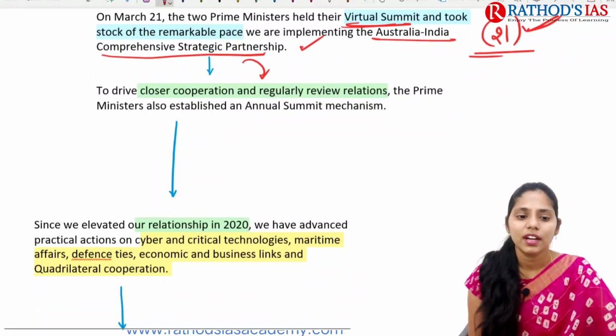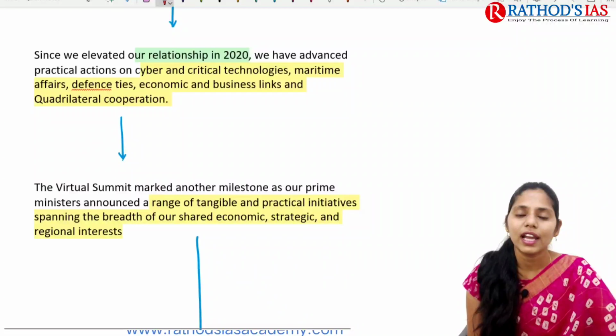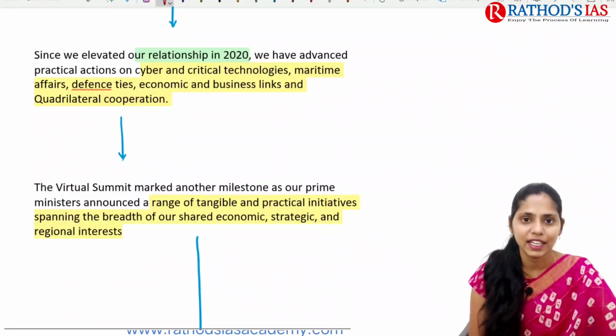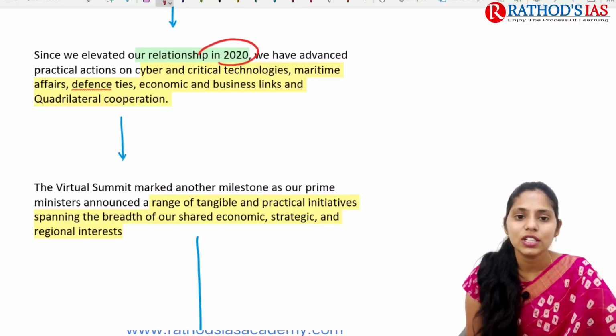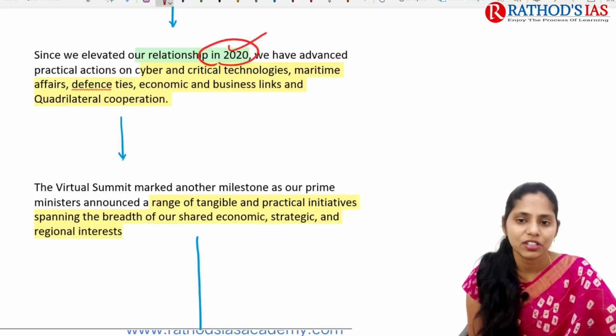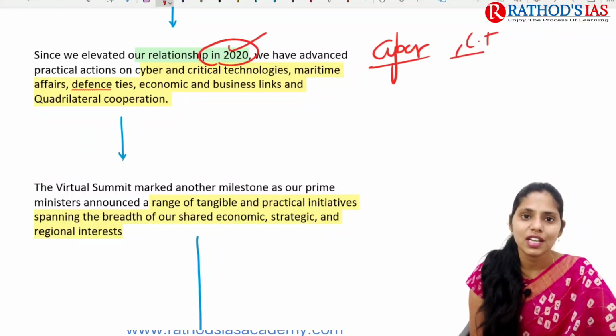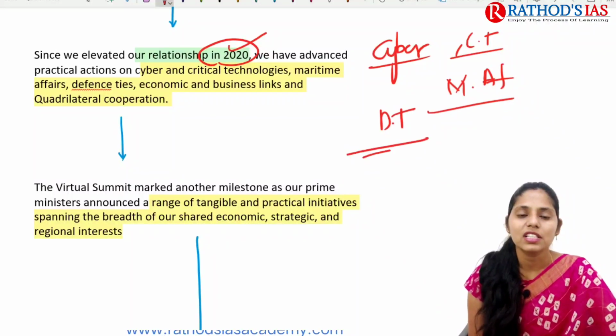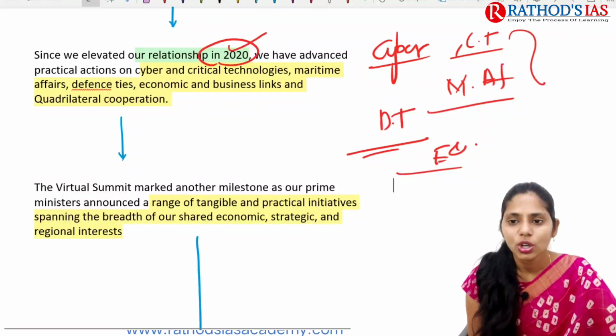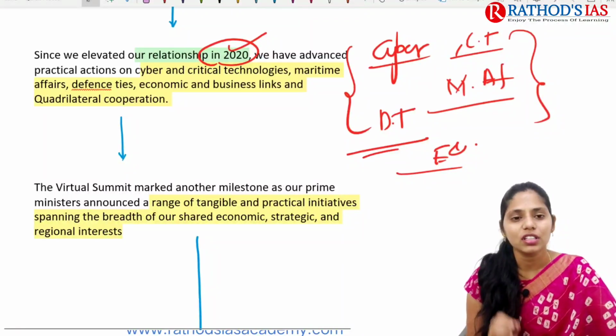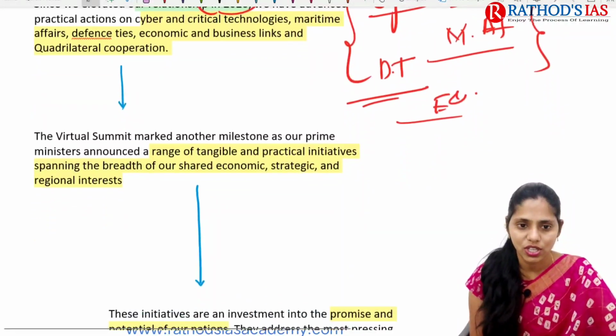So if you're talking about the relationship between Australia and India, it was elevated in 2020, and we have advanced practical actions. We have good cyber relations, we are sharing critical technologies, and we are working on maritime efforts, defense ties, economic and business links, and quadrilateral cooperation. In all these areas, we have good cooperation between India and Australia.